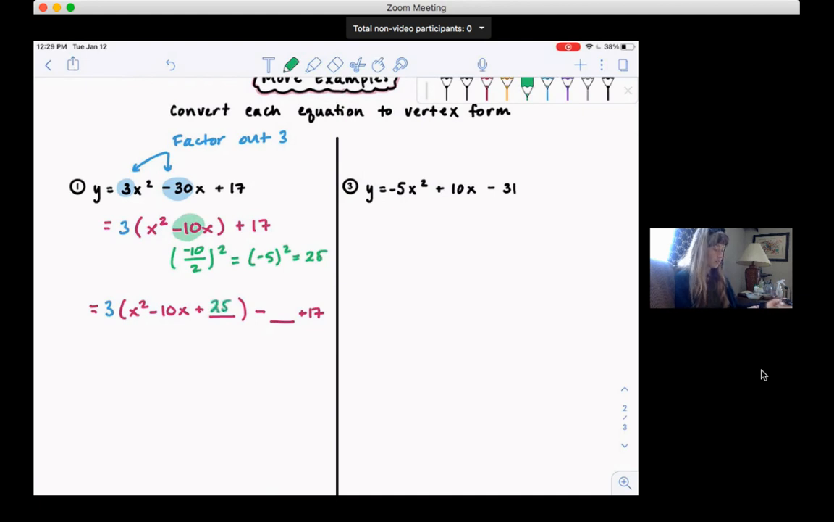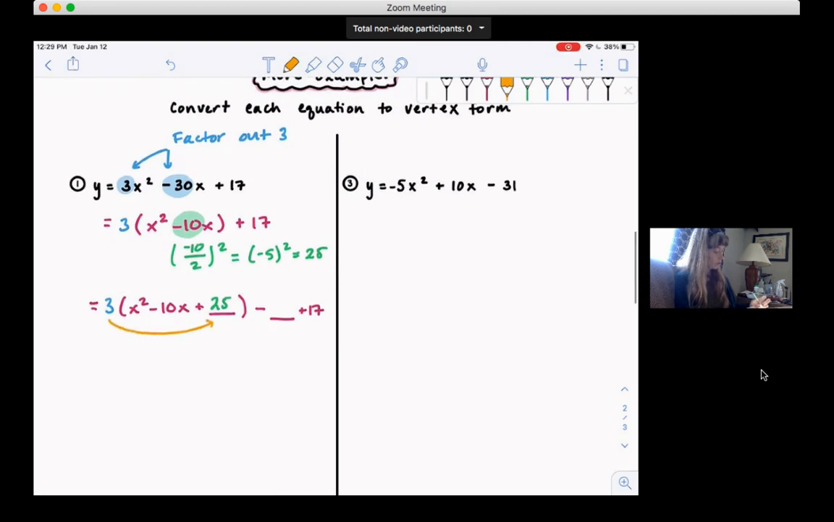Then because we added a number, we also need to subtract a number, but we need to be careful because the leading coefficient complicates this a little bit. So when we added 25 inside those parentheses, we've actually secretly added 3 times 25, which is 75, because everything inside the parentheses is being multiplied by 3. So when we subtract outside, we need to subtract the full number that we added, which is 75.